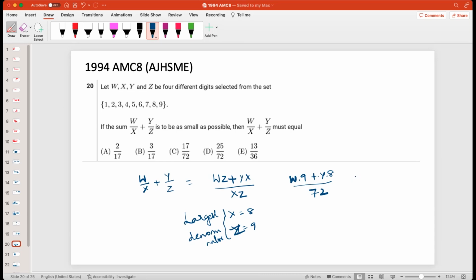Got it? So what I'll do, I'm going to say W as 1 and Y as 2. So here I will say W is equal to 1 and Y is equal to 2. So this will become 9 plus 16 by 72, which is nothing but 25 by 72. Okay, that's your answer. Option D.